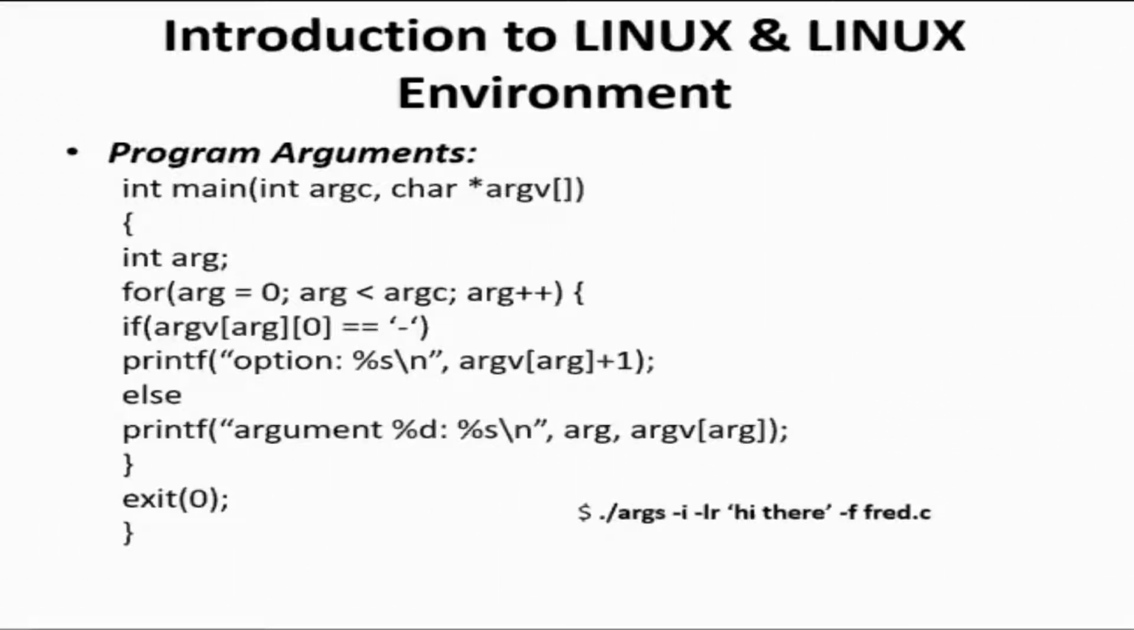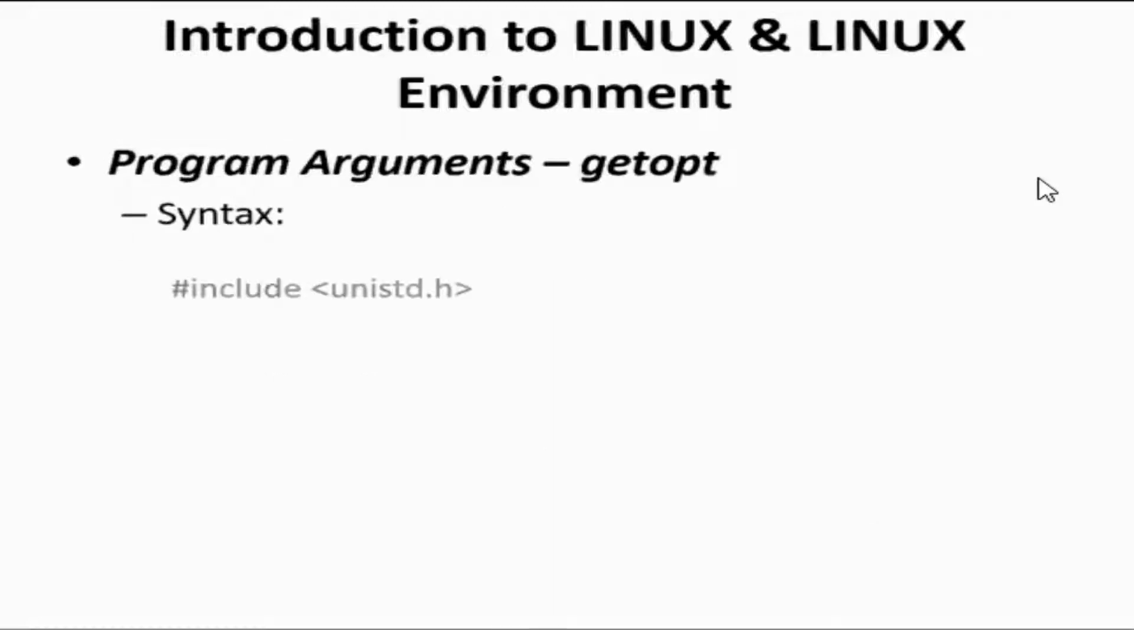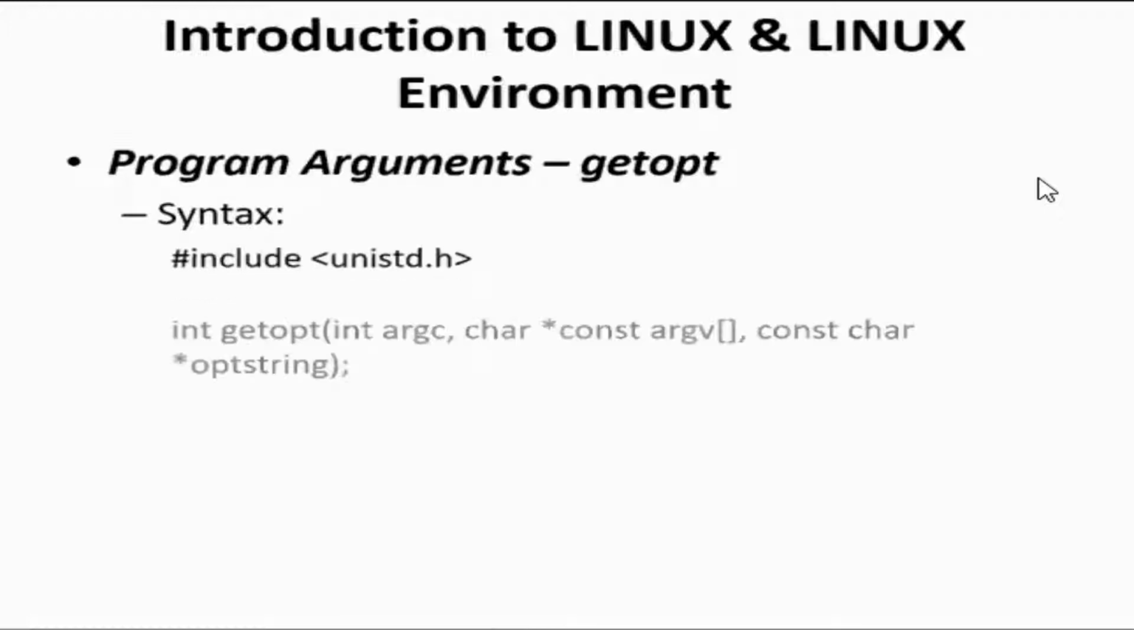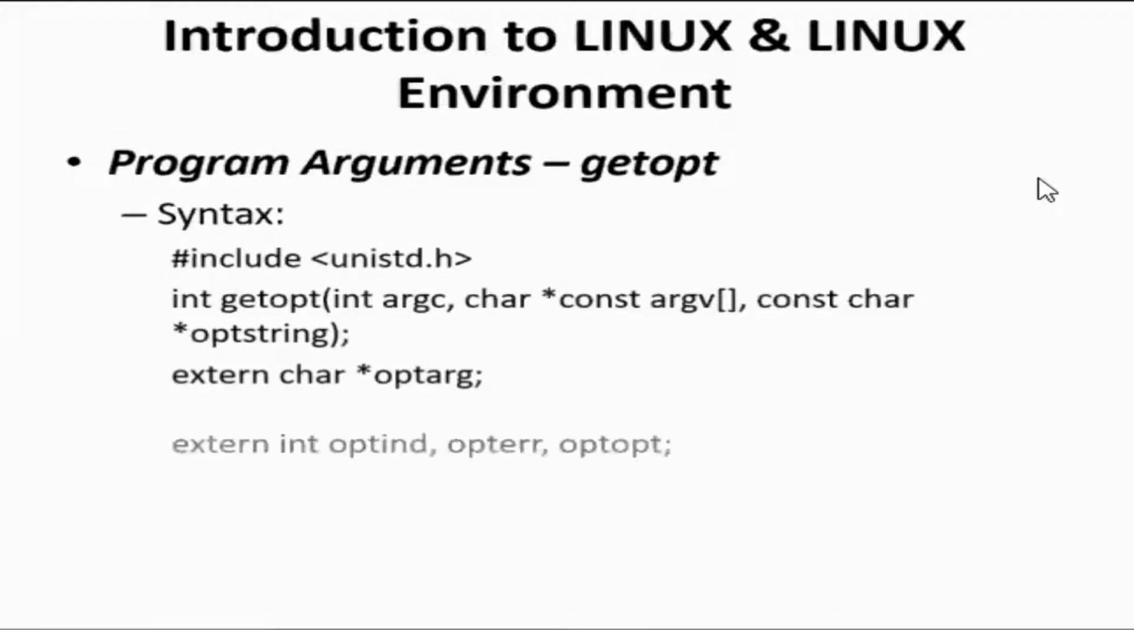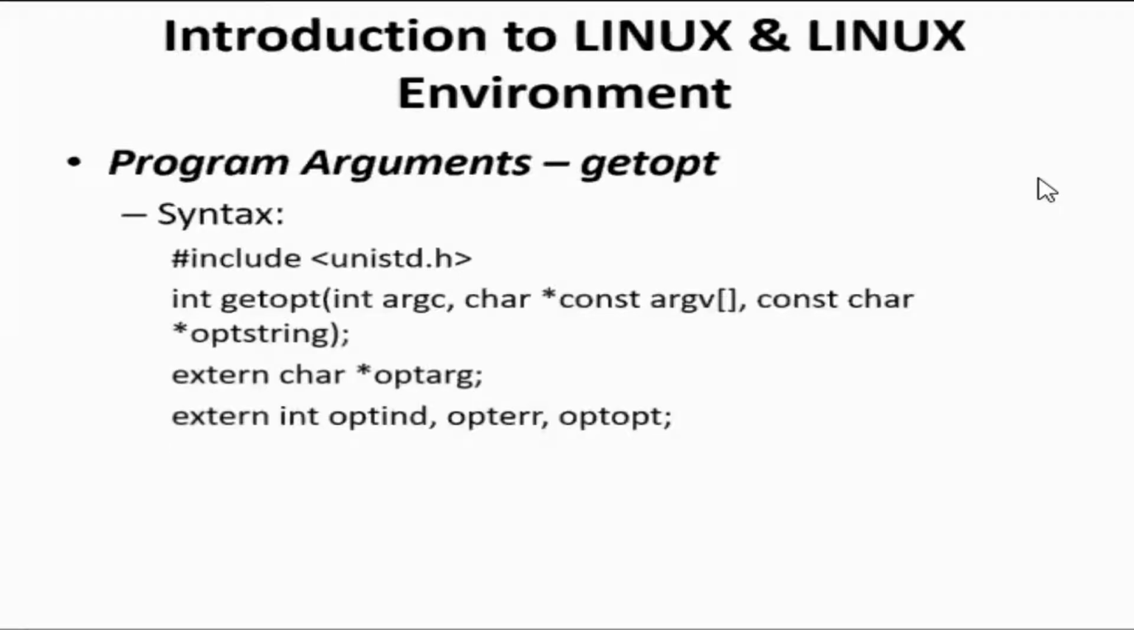getopt, which is one kind of program argument. The syntax of getopt contains 3 parameters: one is the argument count of integer type, then the argument vector, then the option string, and the return type of getopt is integer.